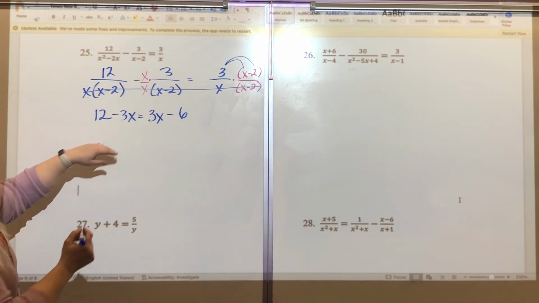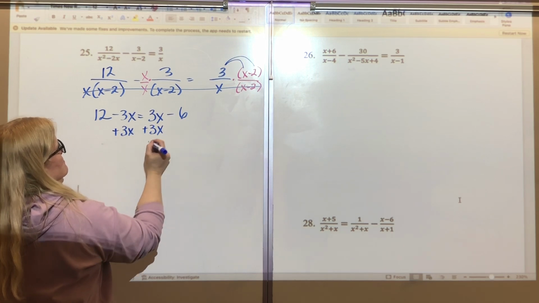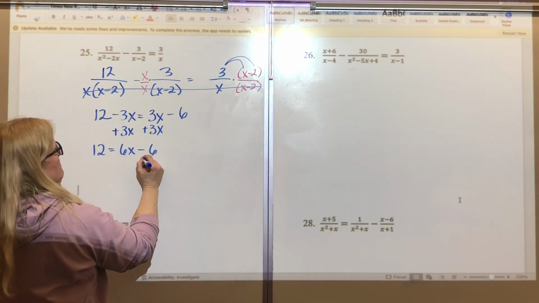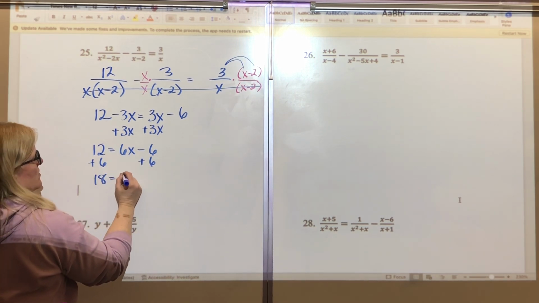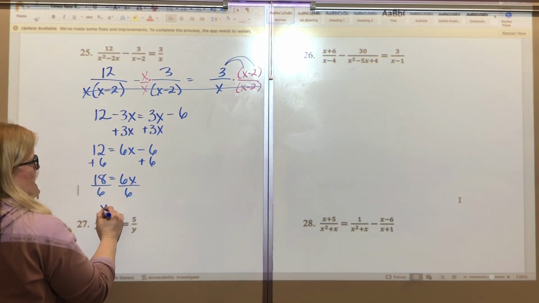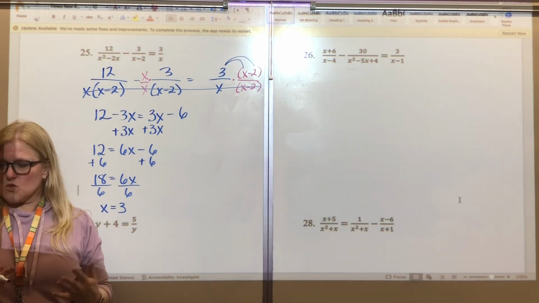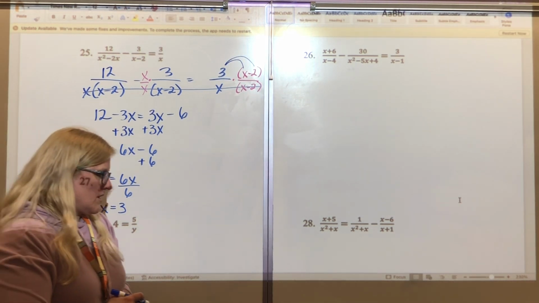Okay, I'm going to add 3x to both sides. I have 12 equals 6x minus 6. Now I'm going to add 6 to both sides. 18 equals 6x. Divide by 6. x equals 3. And if we plug that in, it does work. Okay. Next one.